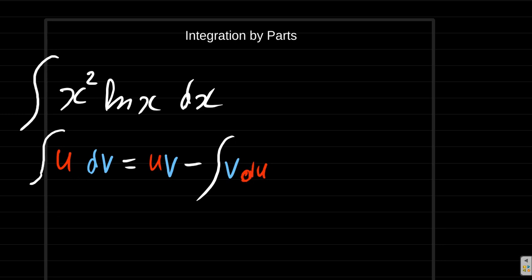Now we are going to have our u and our du as well as our dv and our v. Let us take ln x as our u. U is equal to ln x. For du, you're going to differentiate ln x. You get 1 over x. All right.